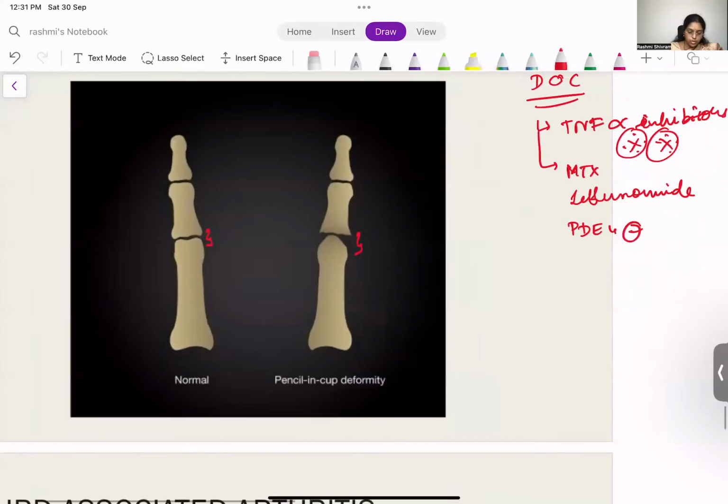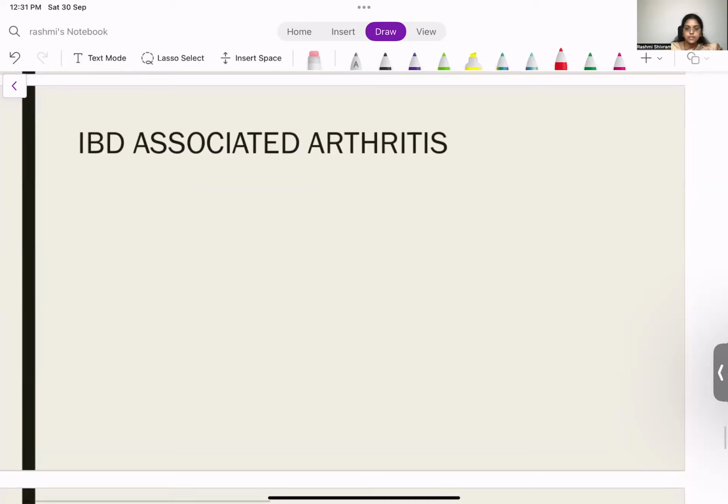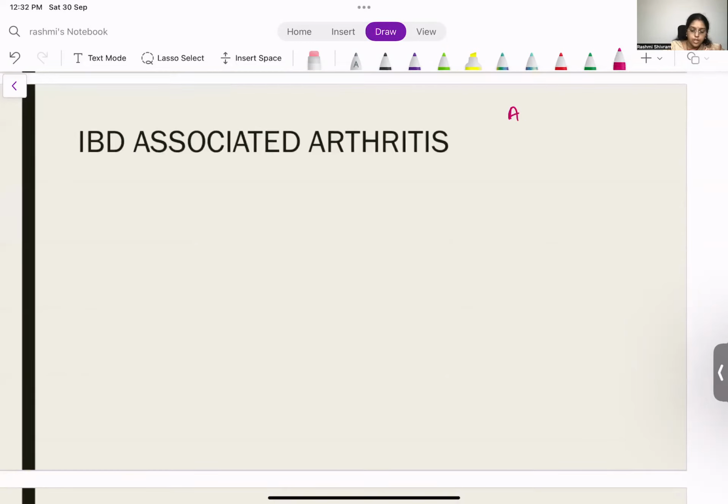Next, moving on to the last one, IBD-associated arthritis. Among the peripheral arthritides, we have discussed reactive arthritis and psoriatic arthritis, and next is IBD-associated arthritis. Patients with Crohn's or ulcerative colitis, which are inflammatory bowel disease, can develop arthritis. In this, we can have an axial involvement or a peripheral involvement, or there can be both.